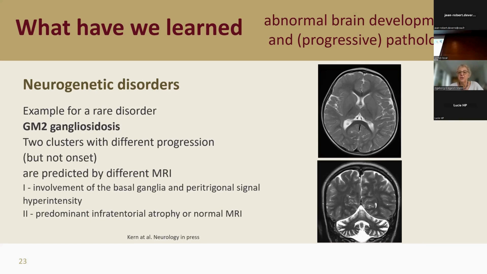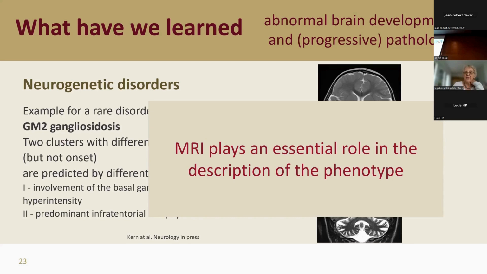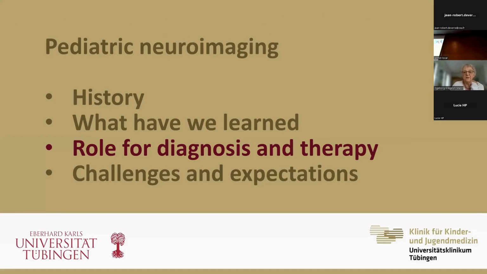And imaging can show you clearly that in Tay-Sachs there is one cluster with very rapid progression where the basal ganglia and the peritrigonal white matter are affected. Whereas in cluster 2, there is first a normal MR and then predominant infratentorial atrophy. So imaging can help you to differentiate between clusters of dynamics in the same disease, where, just as an additional remark, genetics cannot differentiate as clearly. And MR thus plays an important role in the description of the phenotype. And that is the basis for what I would like to show you with respect to diagnosis and therapy.